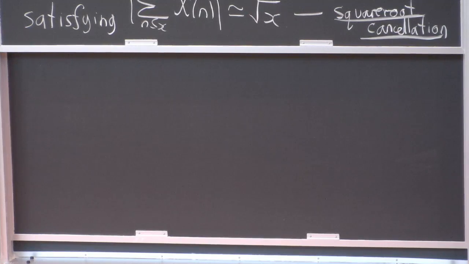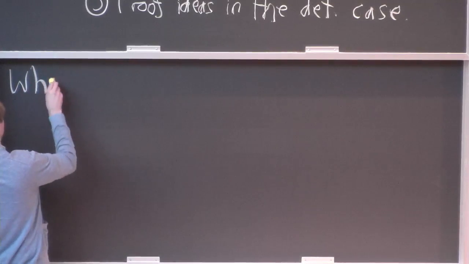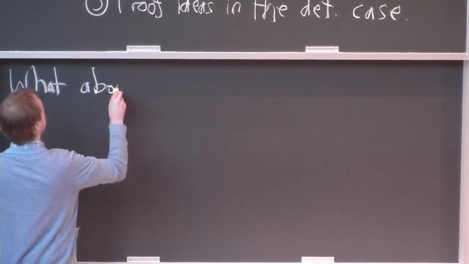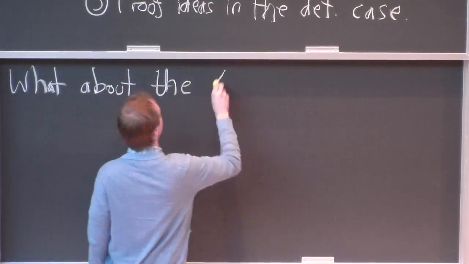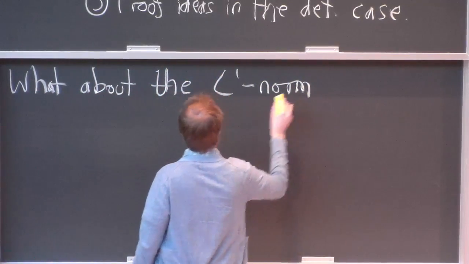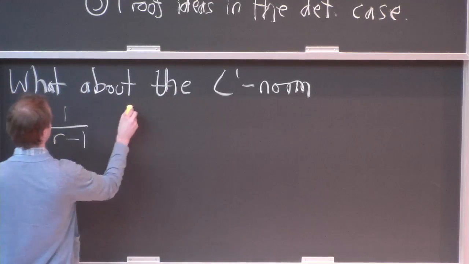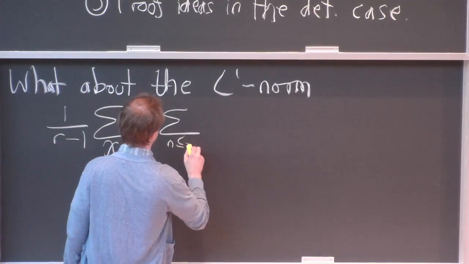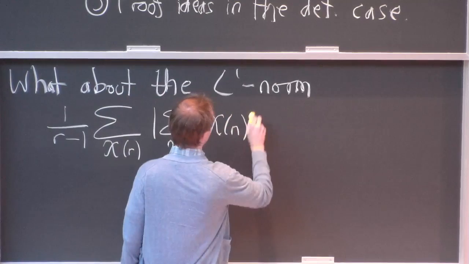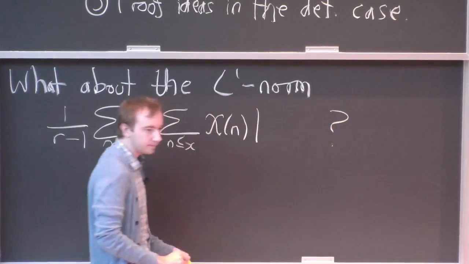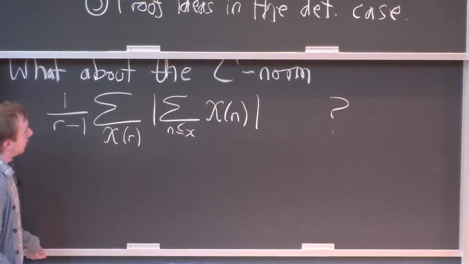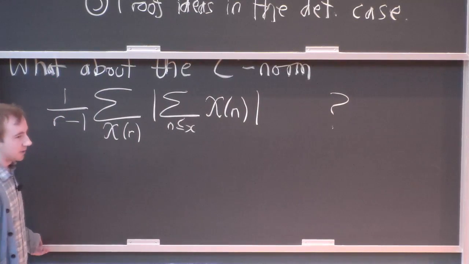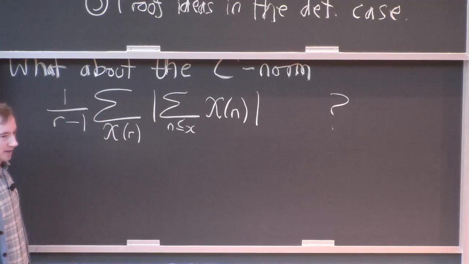So that's the second moment, or the L2 norm squared of the character sum. So I want to ask what happens to the L1 norm. So what about the L1 norm? So 1 over r minus 1, sum over chi, the absolute value of the character sum, but without the square. Right. So if you see this, I think there's precisely one thing that's obvious to do, which is you can apply Cauchy-Schwarz to get back to the L2 norm.